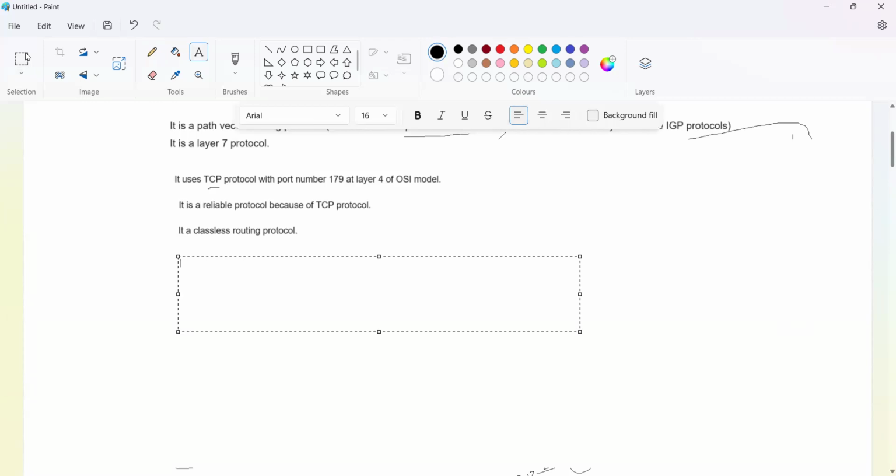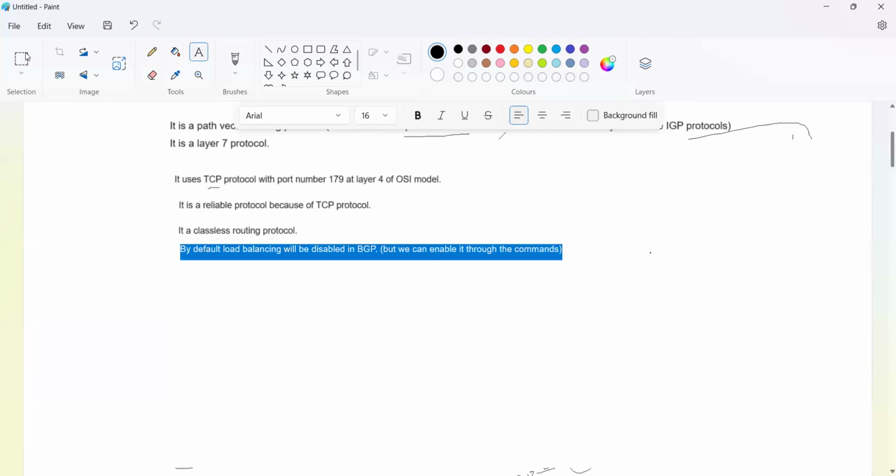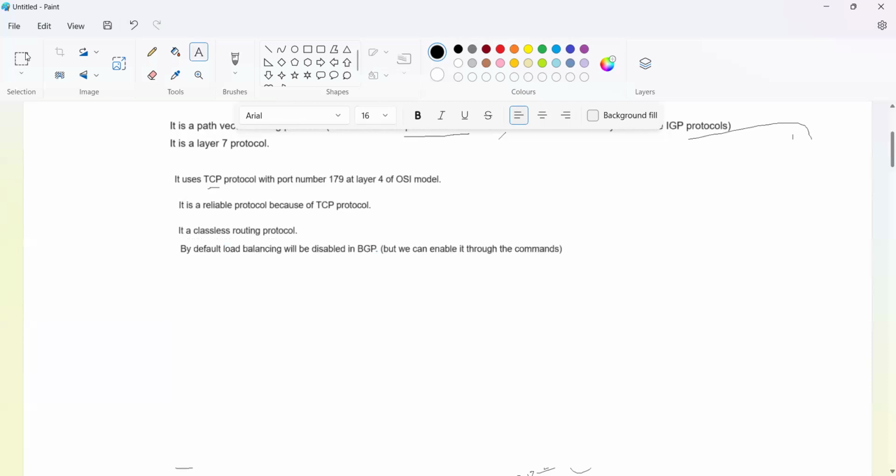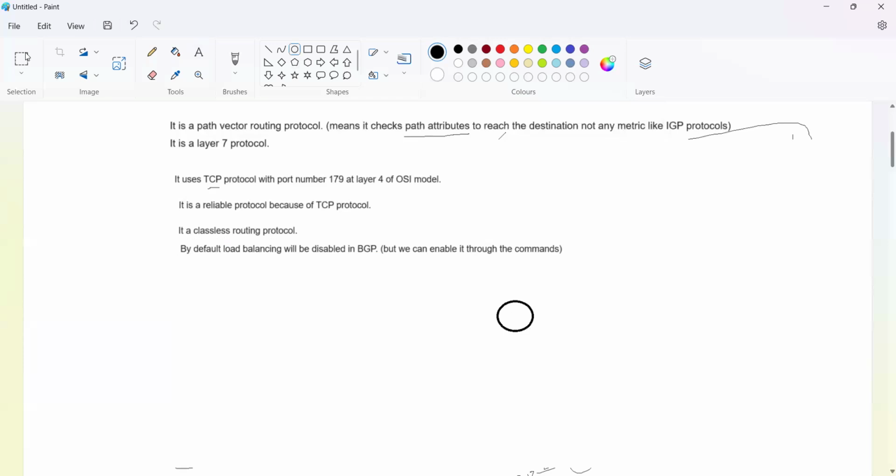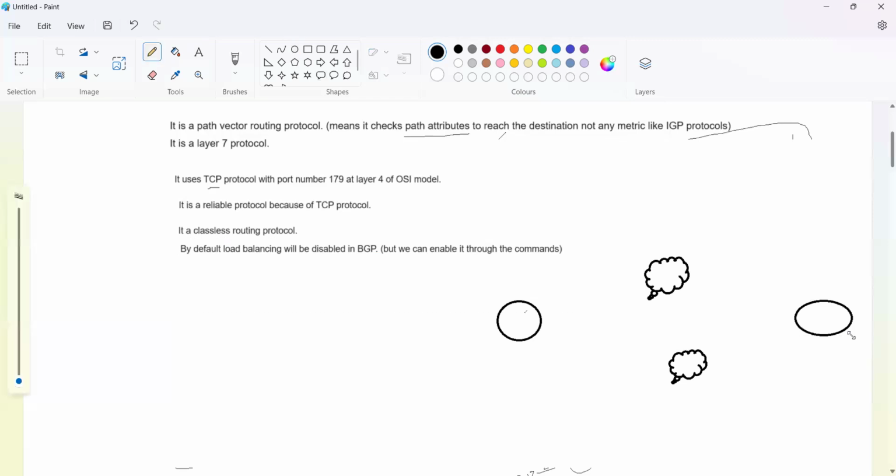By default, load balancing is disabled in BGP. If we want, yes, we can do it. We have to enable it through a command. Where will we use BGP load balancing? If we are using multiple ISPs at our different locations, where we have a branch, we have connected ISP1 and ISP2.